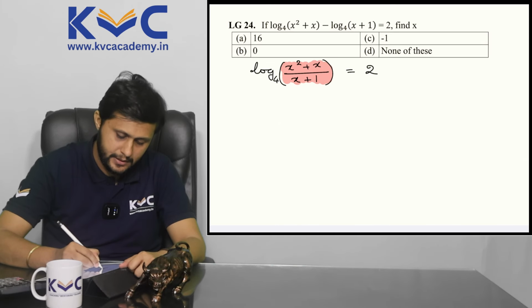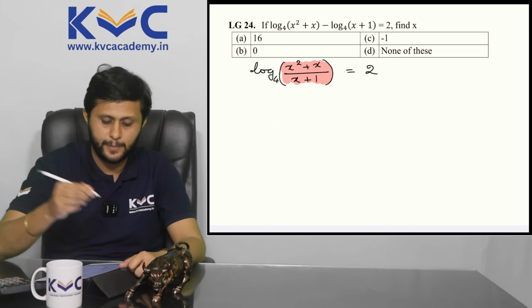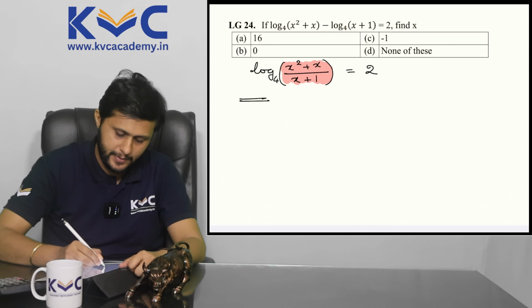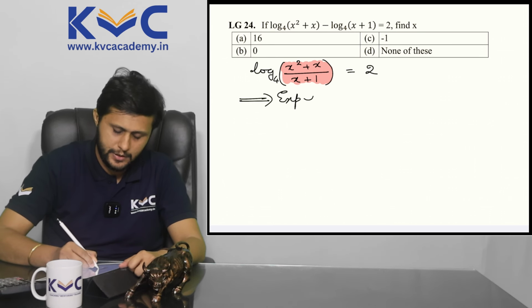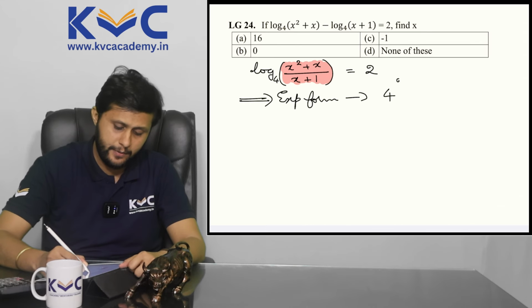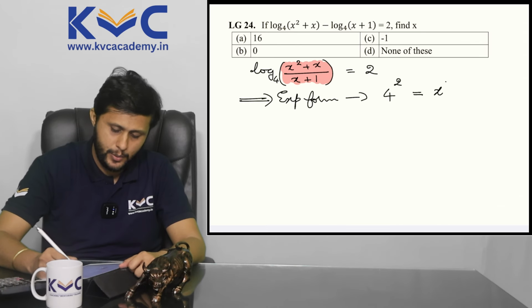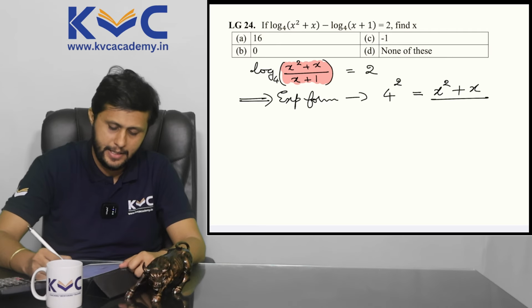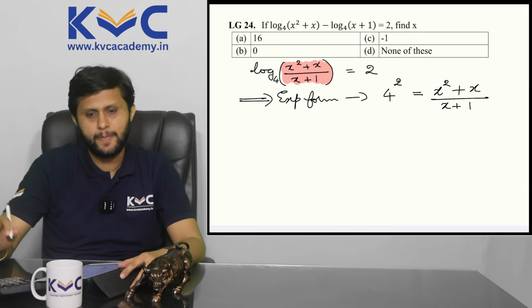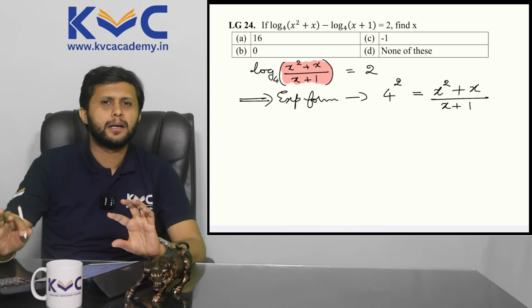This should be the answer when we take base to the power answer of logarithm. So now I'm writing it in exponential form. I can write 4 to the power 2 is equal to (x square plus x) by (x plus 1). Logarithm has gone off. This is what we do when we have one logarithm.